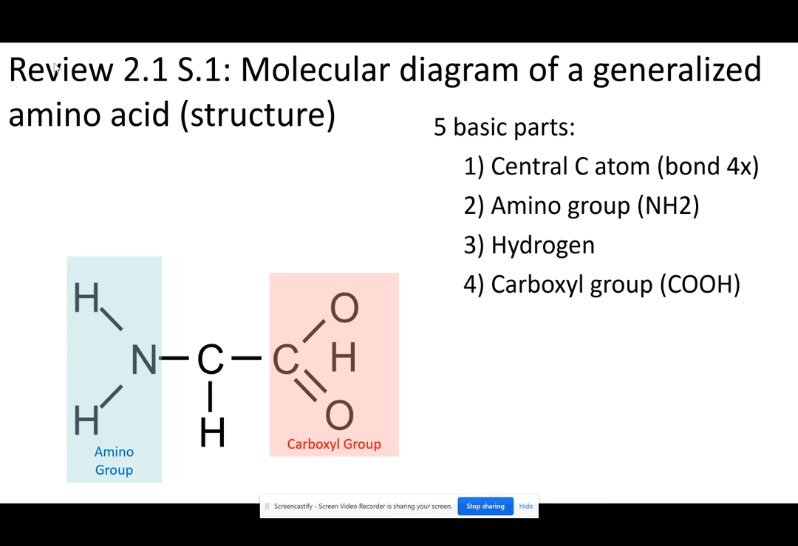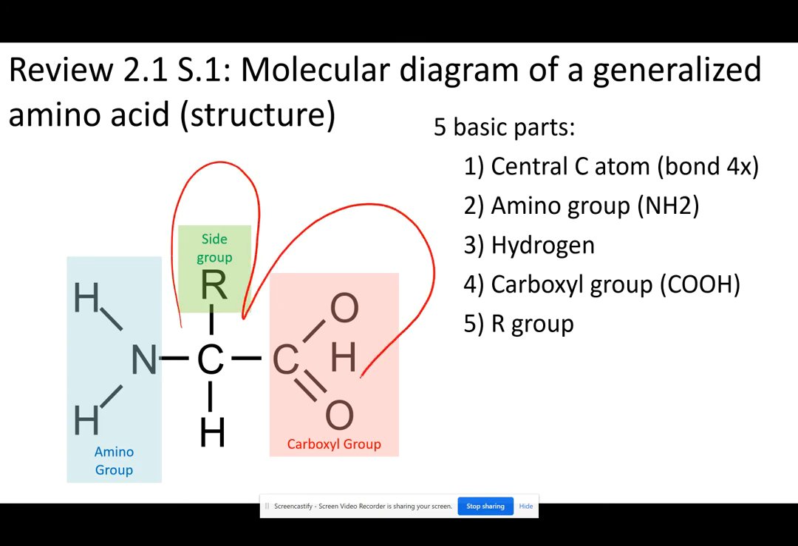There's the carboxyl group, COOH. Sometimes you'll see CHO2. Same thing, it's the carboxyl group. Okay? And last, you have the R group. And the R group is probably the most important part of the amino acid. It's what makes an amino acid different from other amino acids. And that will become more clear in a little bit. So, just to review, those are the 5 parts of the amino acid. Remember, we said it looks like a butterfly? So, here's our butterfly.